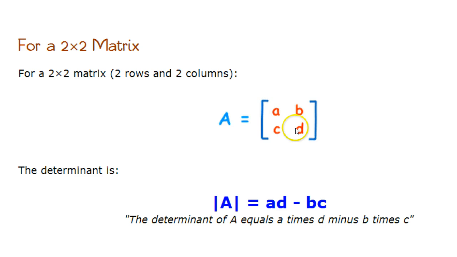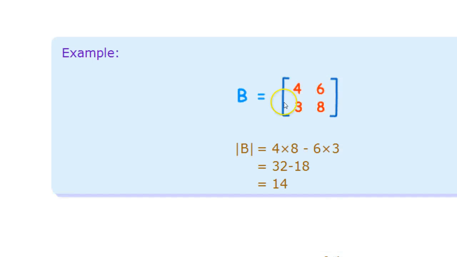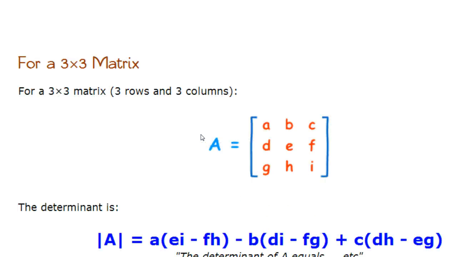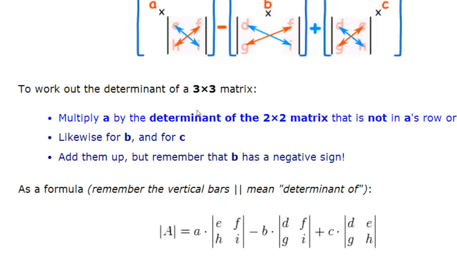You take the first diagonal, A times D, and then you subtract the second diagonal, which is B times C. So something simple as this: 4, 6, 3, 8. 4 times 8 is 32, minus 6 times 3, which is 18, which is 14. So the determinant for this matrix is 14. A 3 by 3 matrix is a little bit more interesting.